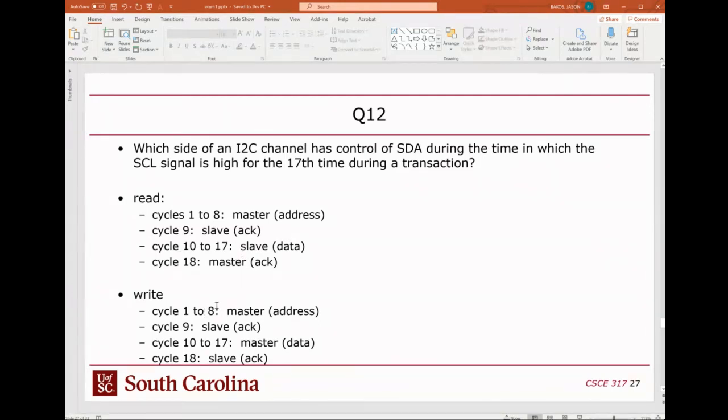And then the master would acknowledge in cycle 18. Whereas if it's a write, cycles 1 to 8 would still be the master sending the address. Cycle 9 would still be the slave with the acknowledge. But the difference is that the data portion would be controlled by the master, and then the acknowledgement of the data would be the slave.